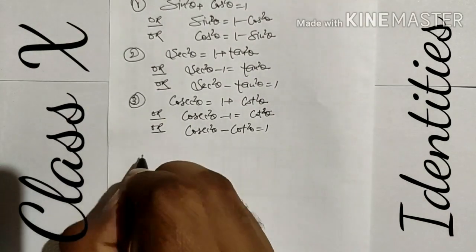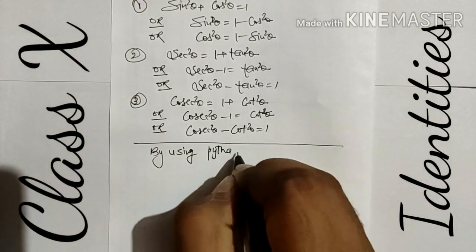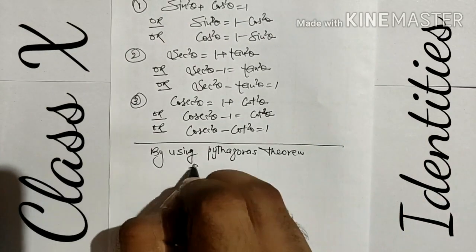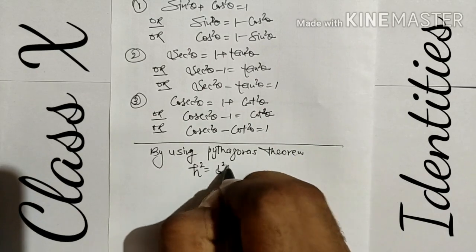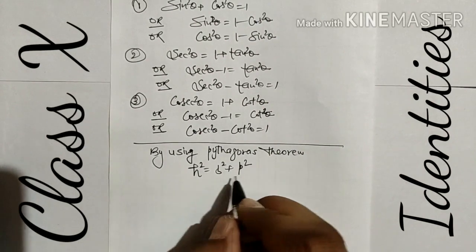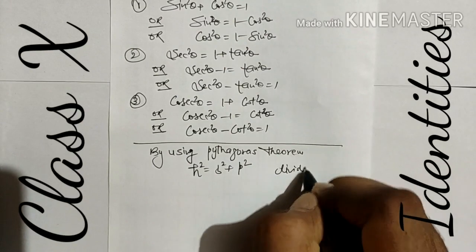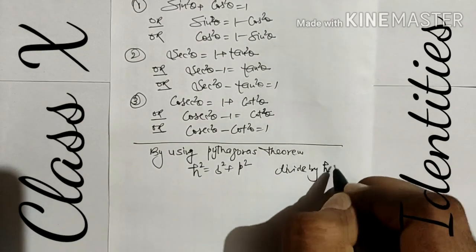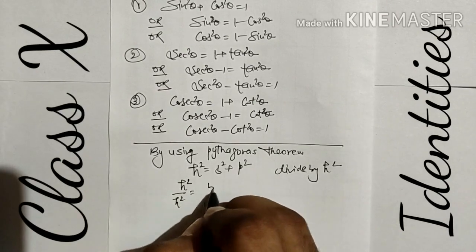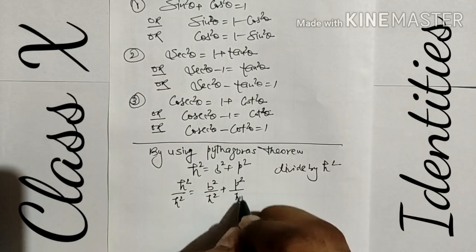First of all, we are going to do proof of first identity by using Pythagoras theorem. We know that in Pythagoras theorem, square of hypotenuse is equal to square of base plus square of perpendicular. There are three parameters: hypotenuse, base and perpendicular. First one we are going to divide by h square. What we get here? h square divided by h square, b square by h square, and p square by h square.